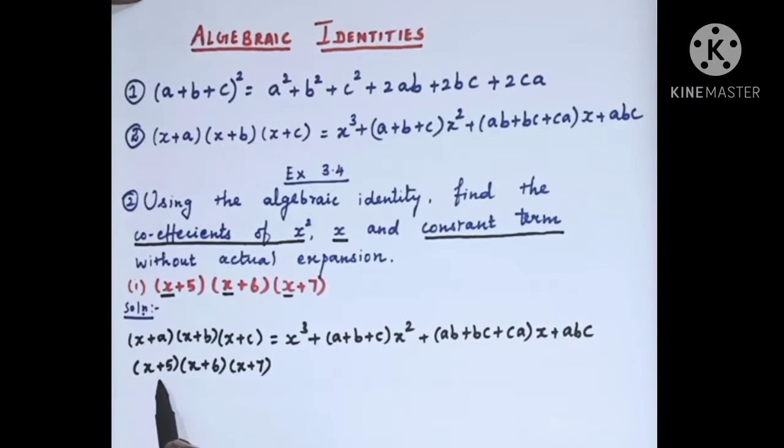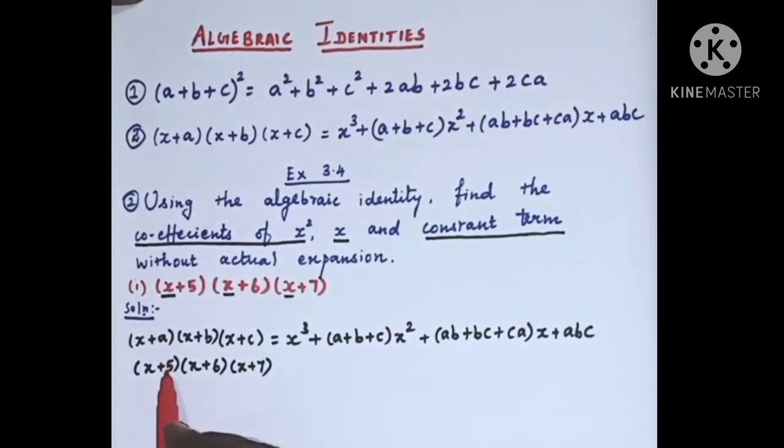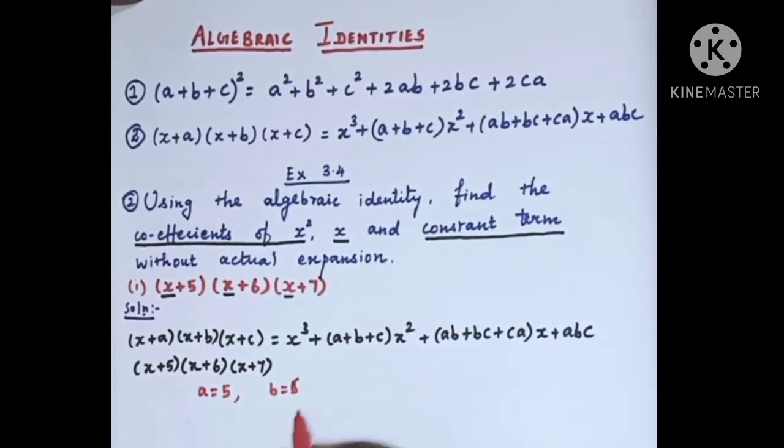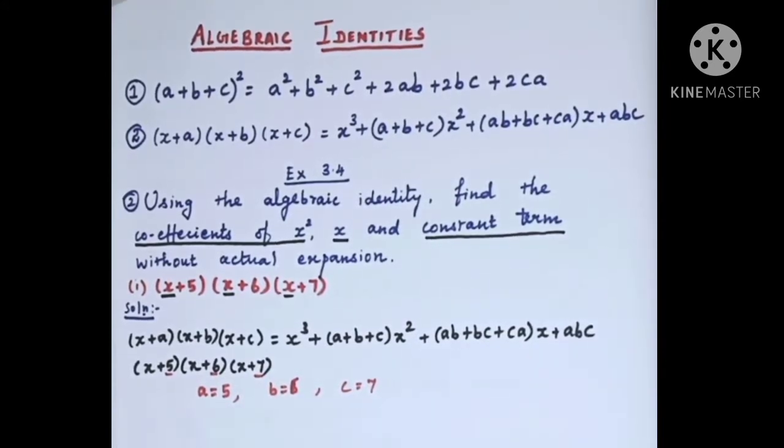Now, in this sum, what is the value of a? A is nothing but 5. The value of a is equal to 5. And in the place of b we have 6 here, so the value of b is 6. And the value of c is 7, since in the place of c we have 7 here. So c is equal to 7.